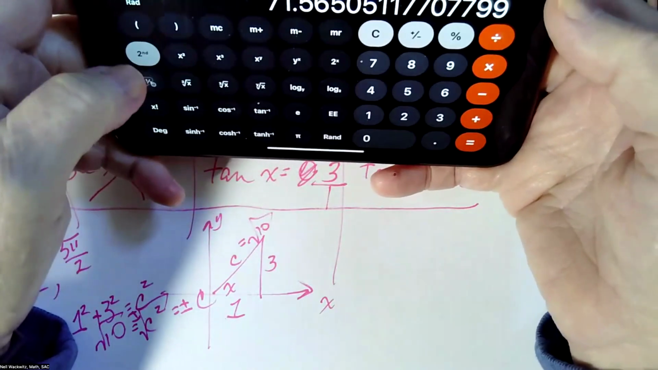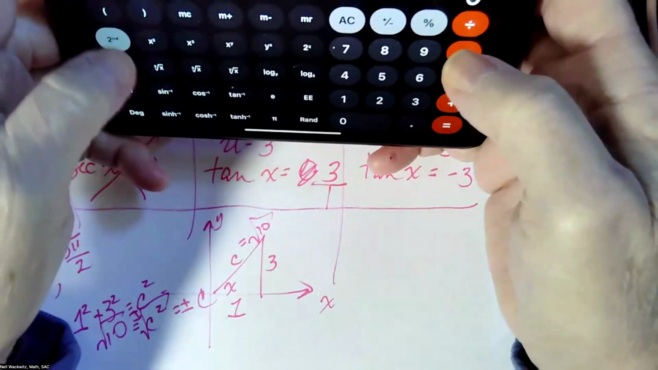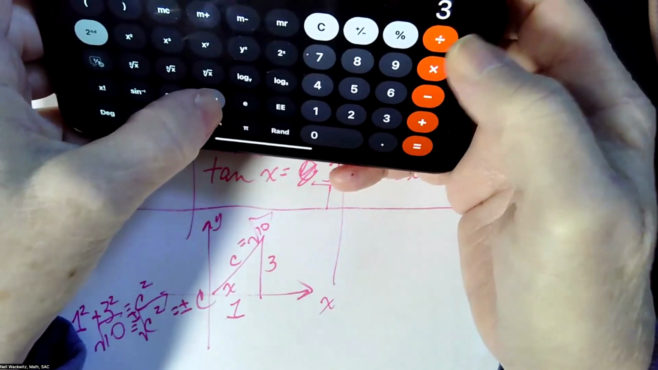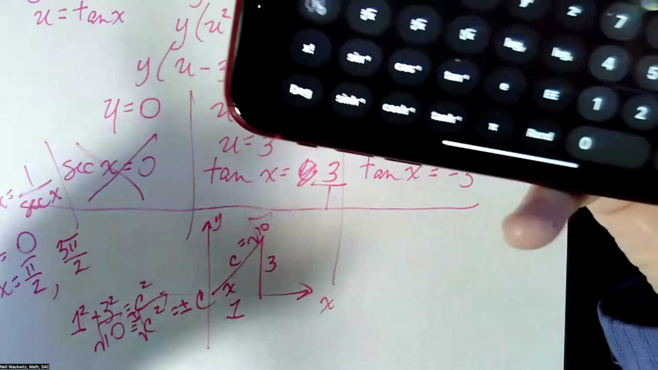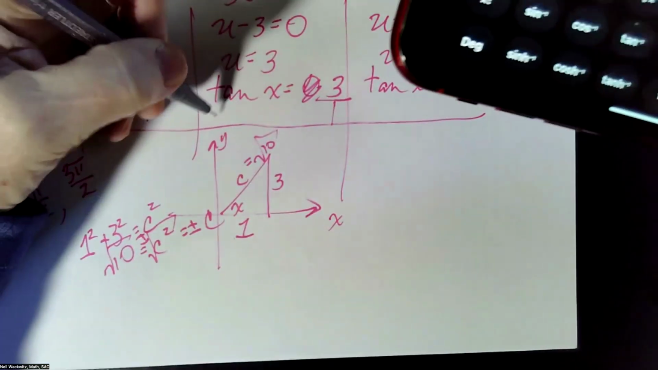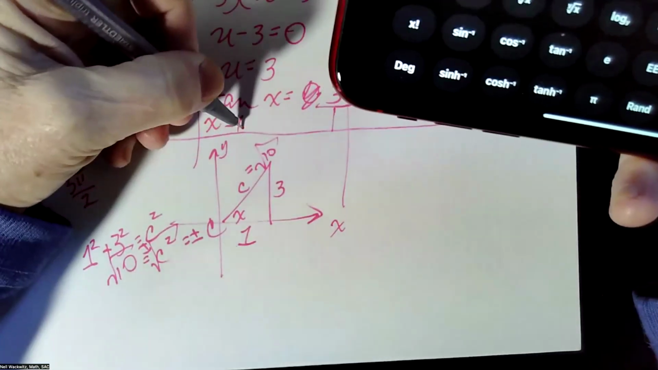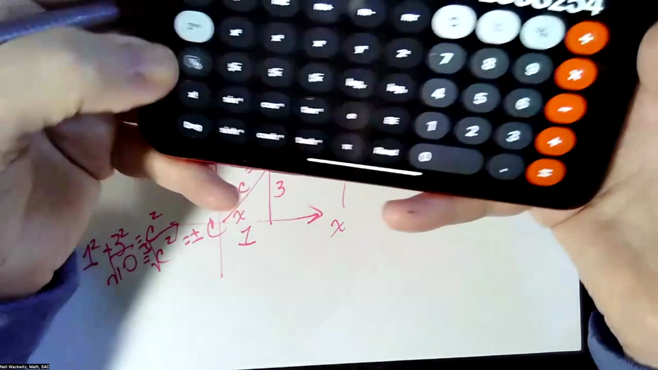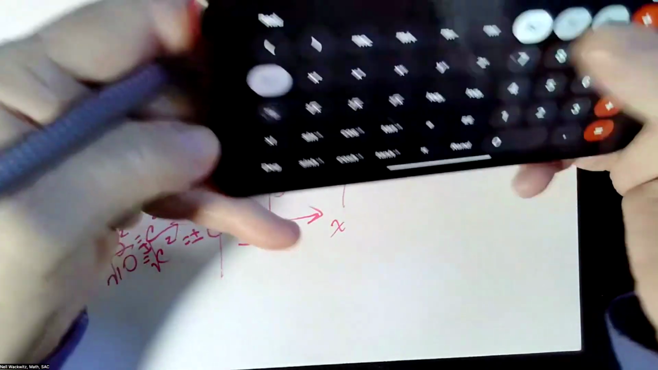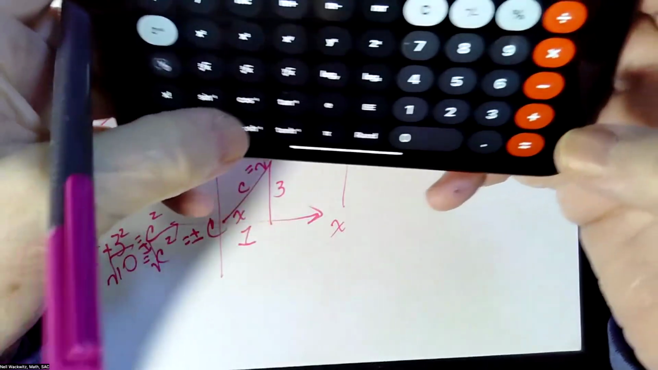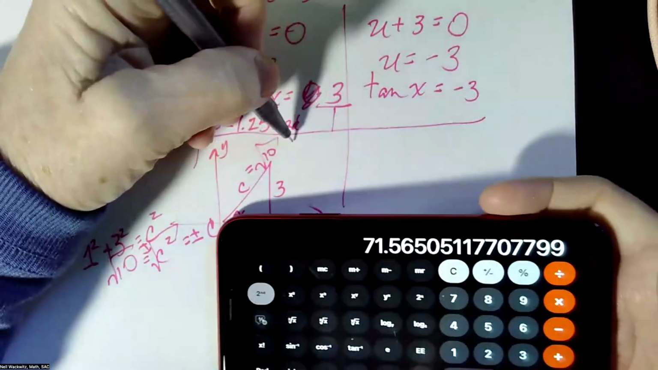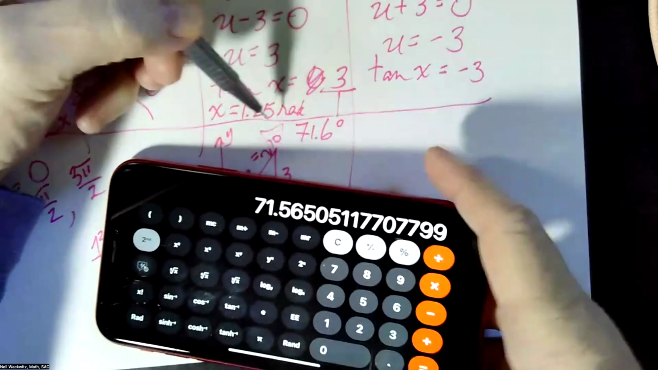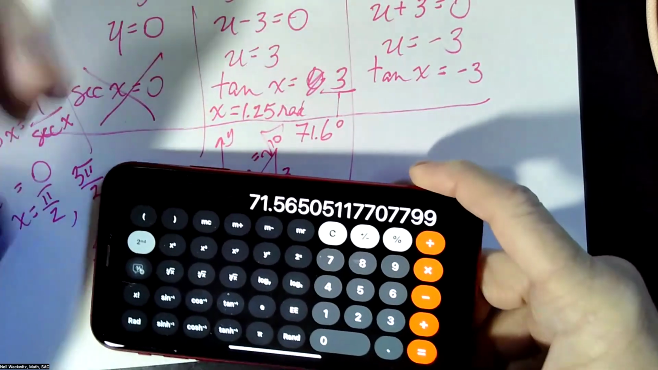I want it in radians, so let's do that again. 3, second, and now that's radians. So we get that x is equal to 1.25 radians. And let's go ahead and give the degree value as well. 71.6 degrees. Usually with radians, you do 2 decimal places, with degrees 1.